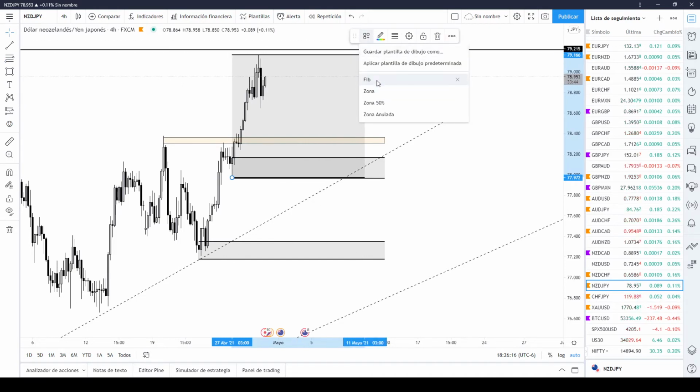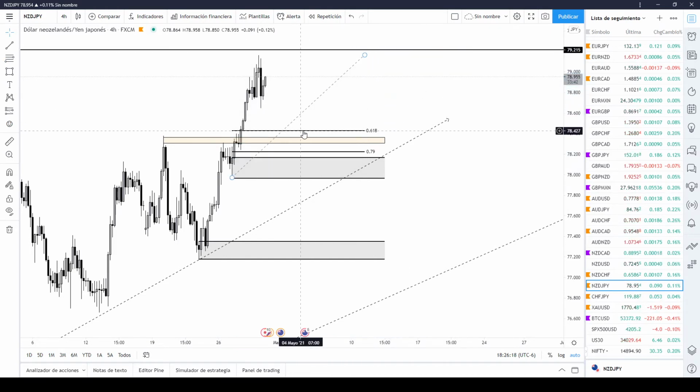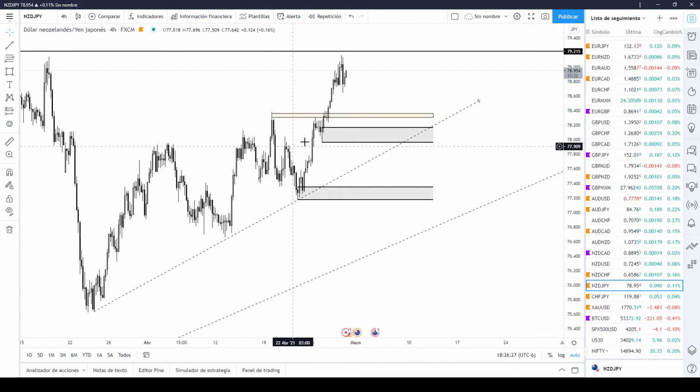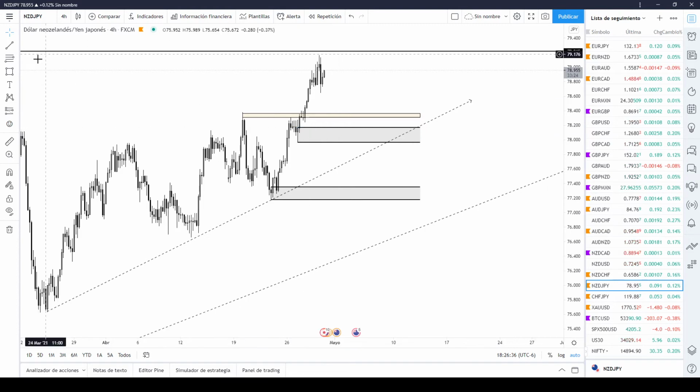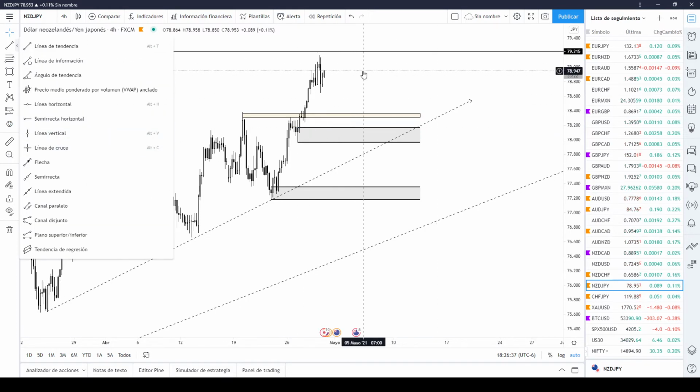If we add a Fibonacci here, we are near 61.8, but that means liquidity below 61.8. So here's where the movement started. This level took out this supply zone, so this is a high probability order block. But we have to wait for a confirmation.